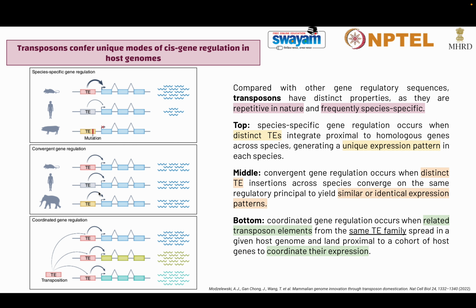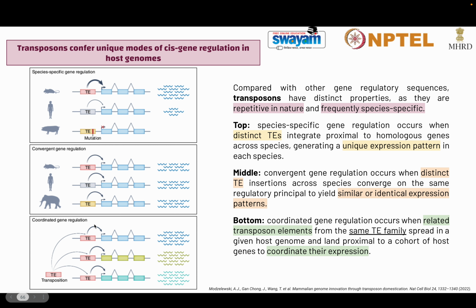Now, if you see the middle box, it represents the convergent gene regulation, in which these are different species and these are different transposable elements. But this particular gene, coming from a similar ancestor, is expressed at a similar level. Convergent gene regulation means that distinct transposable element insertions across species converge on the same regulatory principle to yield similar or identical expression. So these transposable elements are not altering the expression; their regulation is convergent. It's similar in all. So why is it convergent? Because these transposable elements are different, but still they are performing similar regulation.